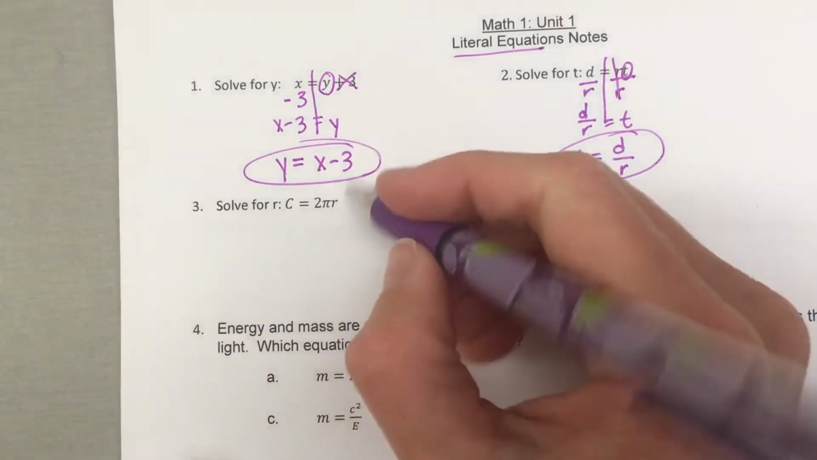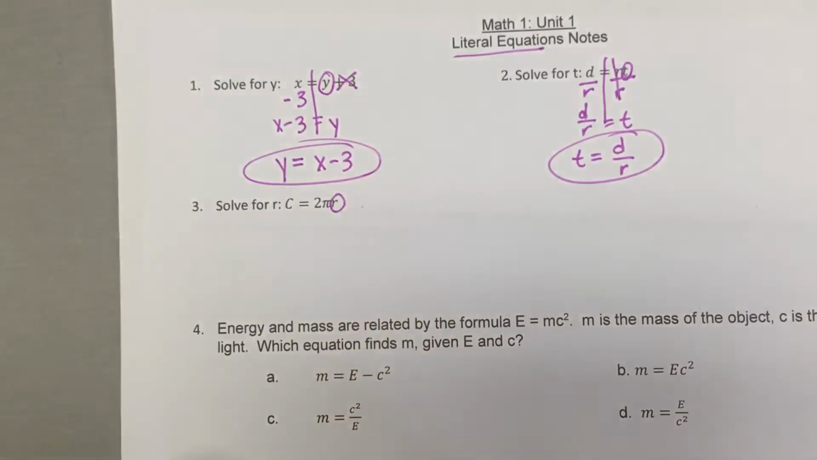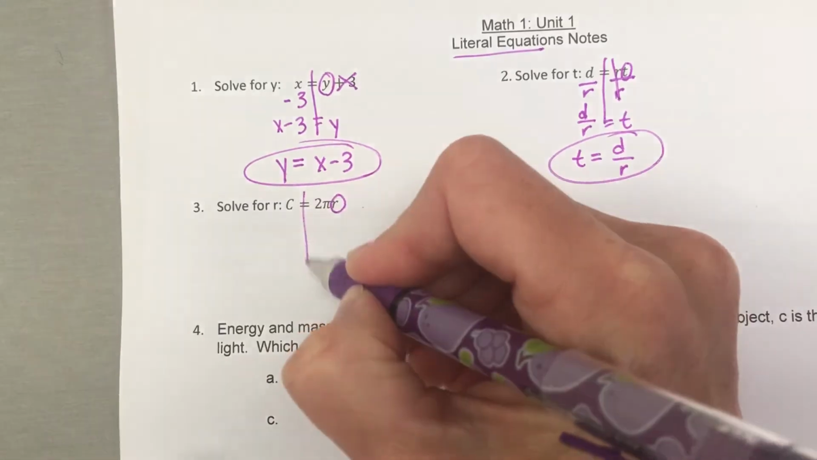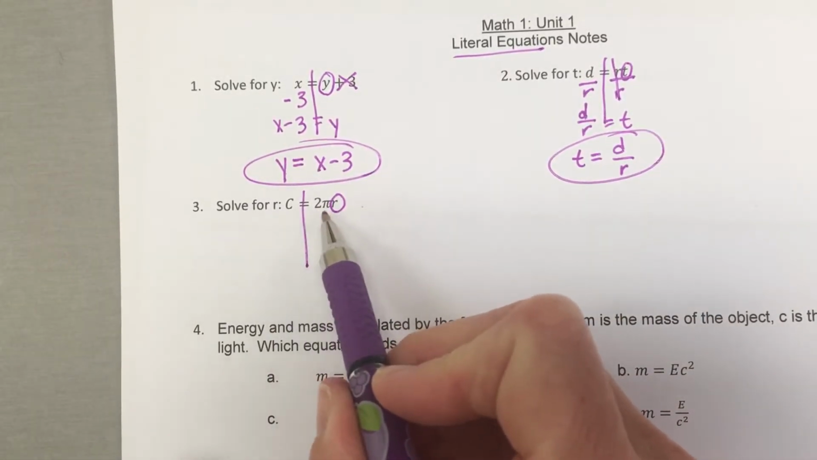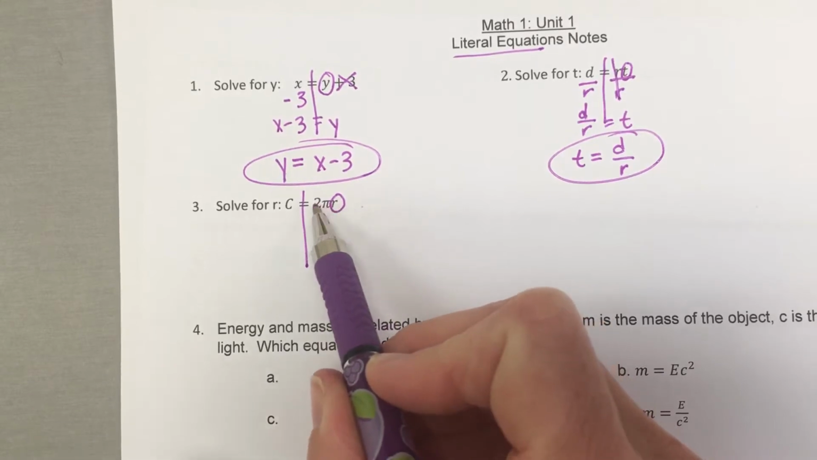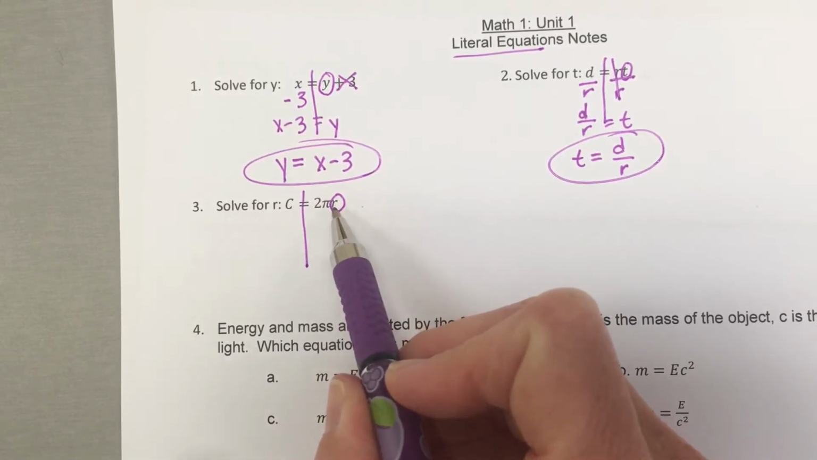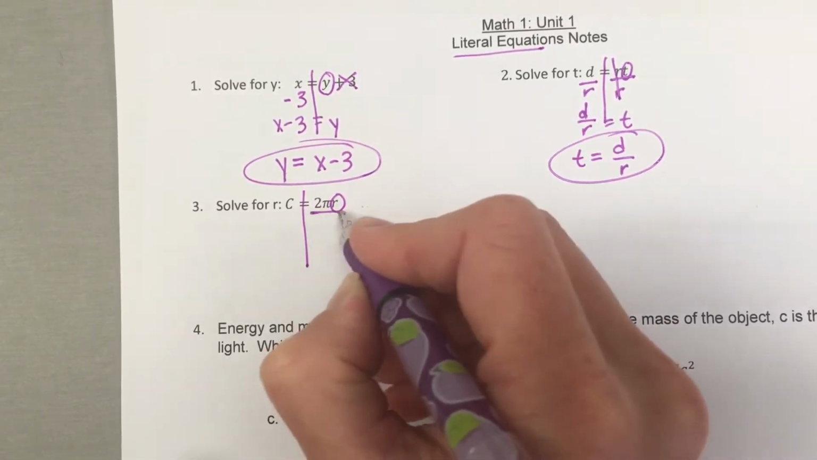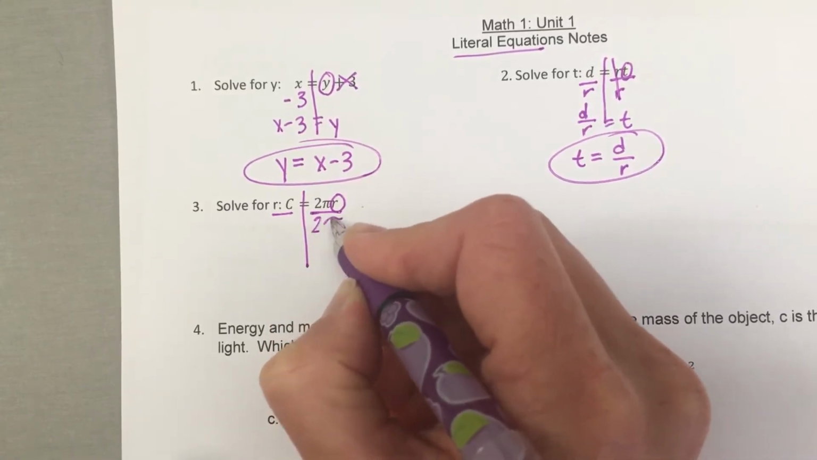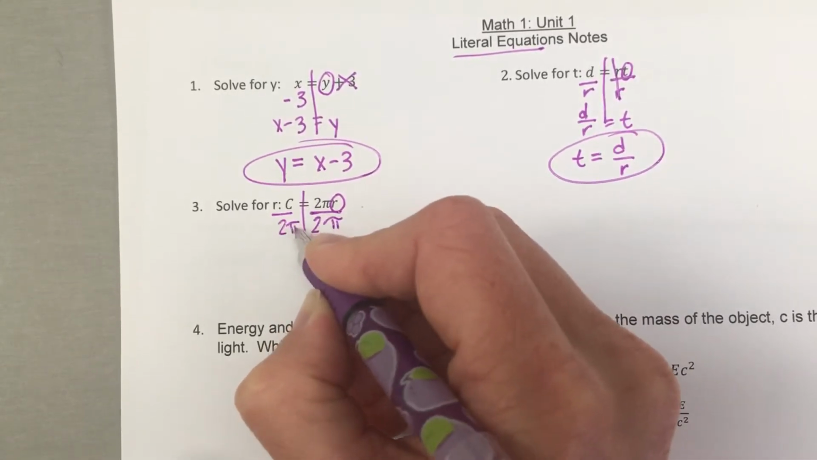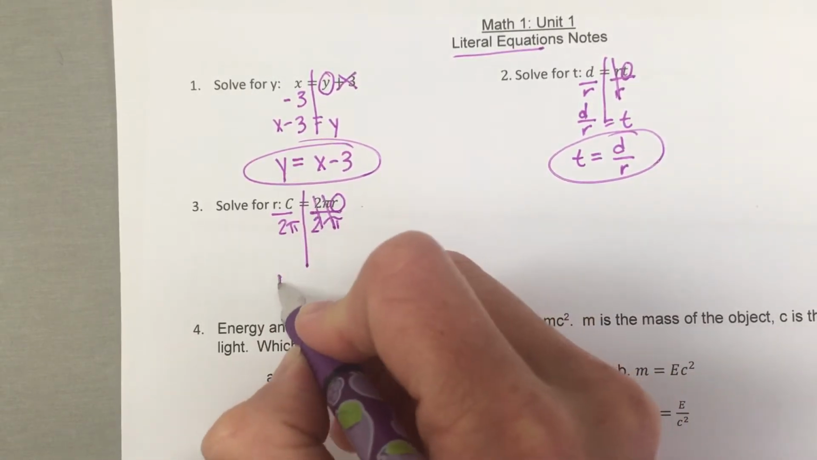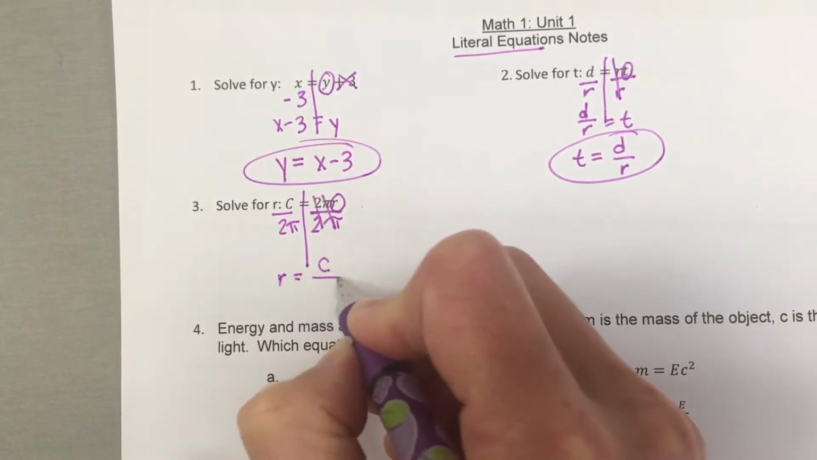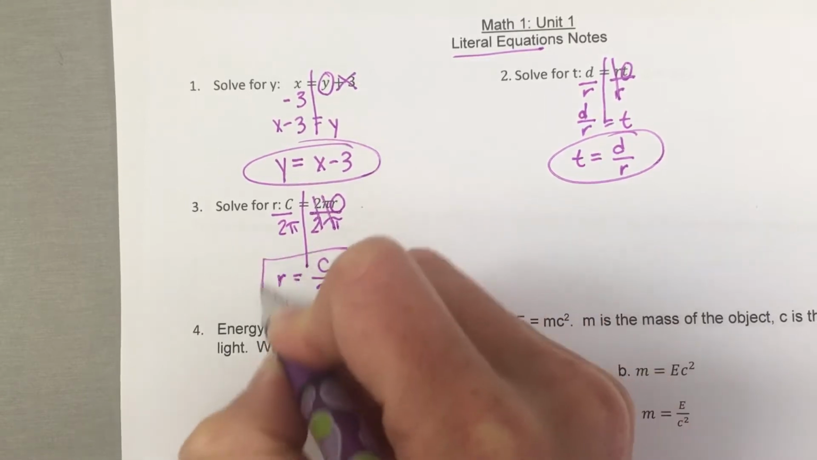Solve for r. Circle r, draw your line. 2 and pi are being multiplied with r. All of these things are being multiplied. Well, what's the opposite of multiplying? Divide. You can go ahead and divide at the same time. Those cancel, and I'm going to go ahead and write it in the right order. R equals c over 2 pi. That's your answer.